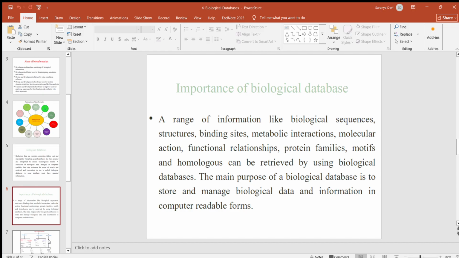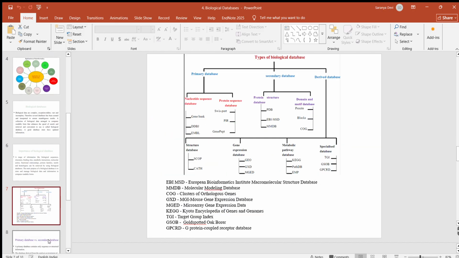The main purpose of a biological database is to store and manage biological data and information in a computer readable form. Anyone can easily access and take the information from the database. Let's see the types of biological databases. There are two main types of databases. The first is the primary database and the second is the secondary database. All remaining databases come under derived databases.